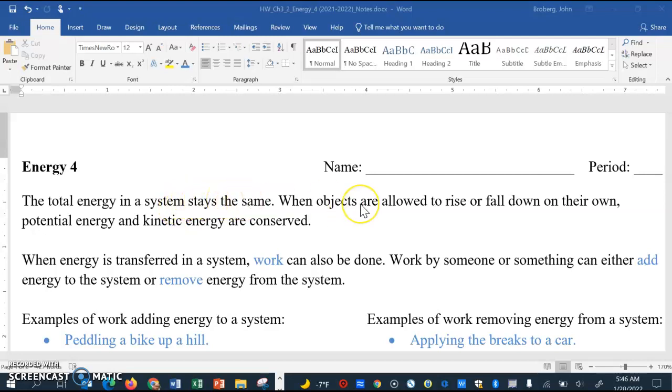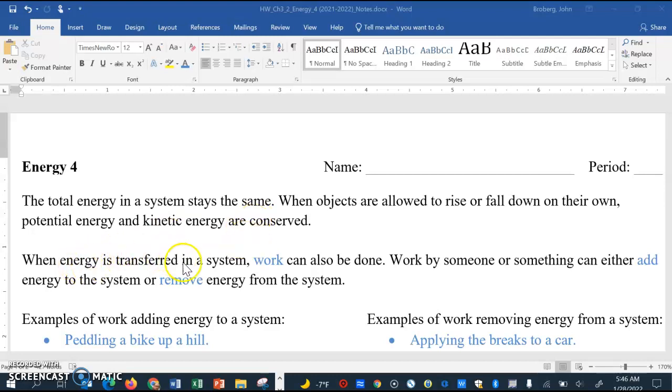When objects are allowed to rise and fall on their own, potential energy and kinetic energy are conserved. Think back to that skate park simulation we did. When the kinetic energy increases, potential energy decreases, but the total energy never changes.